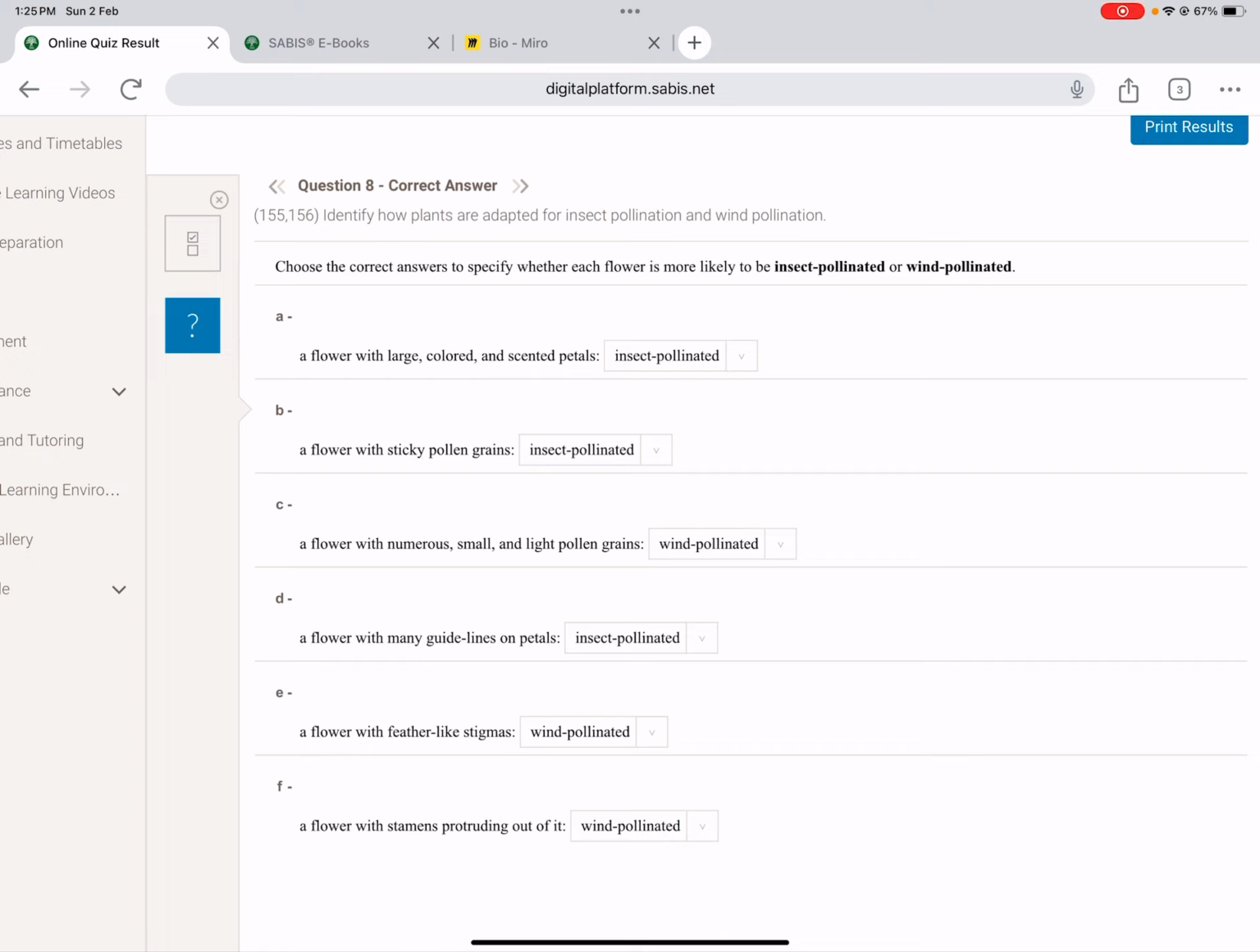Feather-like stigmas, of course, it's going to be wind, and the stamens are protruding out of it, so since they're out in the open, it will be easy for the wind to pick the pollen up.